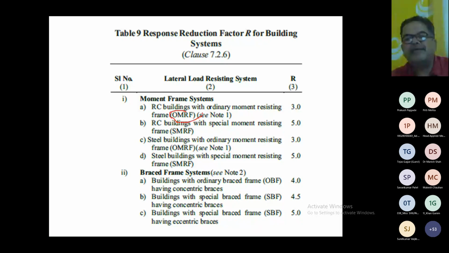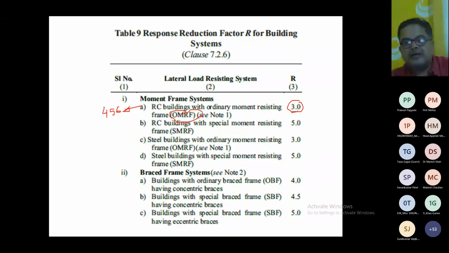OMRF means ordinary moment resisting frame. The R value is 3. Now OMRF means we are going for IS 456 detailing. This code is followed here, but the code of ductile detailing is not followed, and therefore the value is 3.